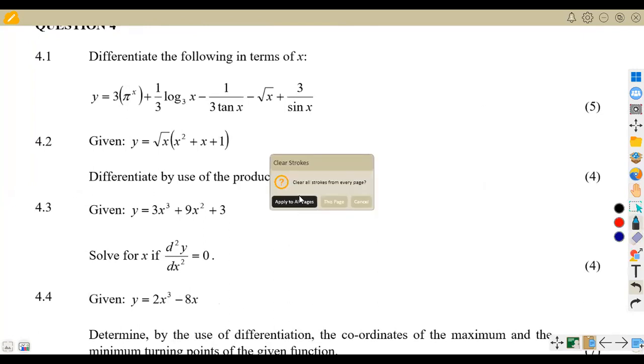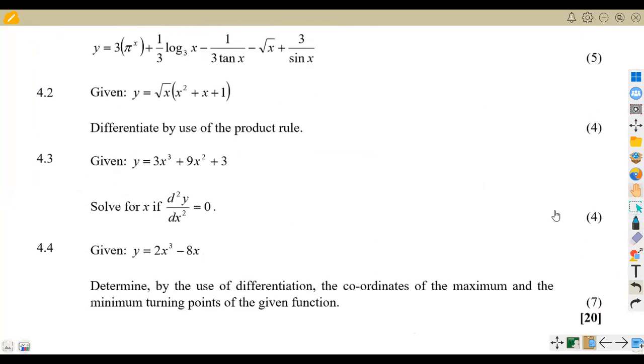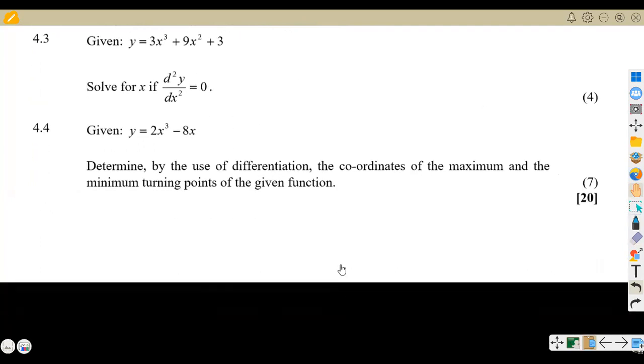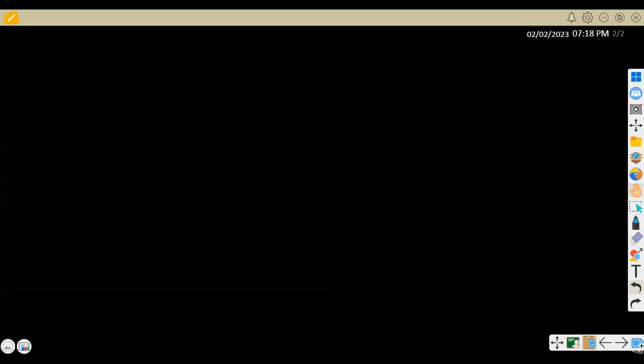Okay, 4.2 is still on derivatives. The whole of the question is on derivatives. So on 4.2, we are now given that y is equivalent to the square root of x into x squared plus 1. Differentiate by use of the product rule. So take note, we are given what to use in this case, the product rule. Okay, so that was question 4.2. Just going to write it here.